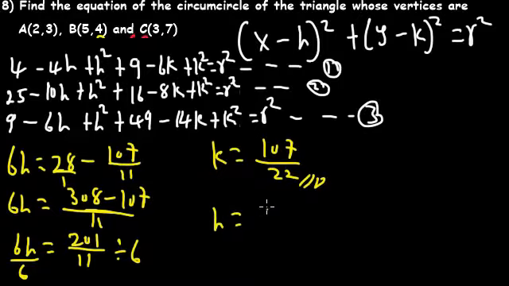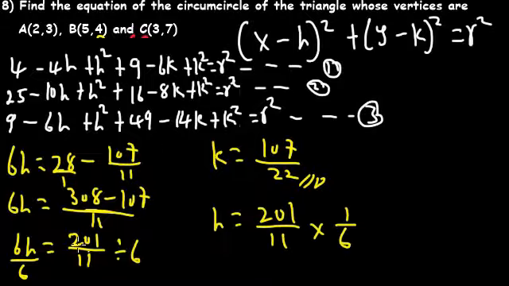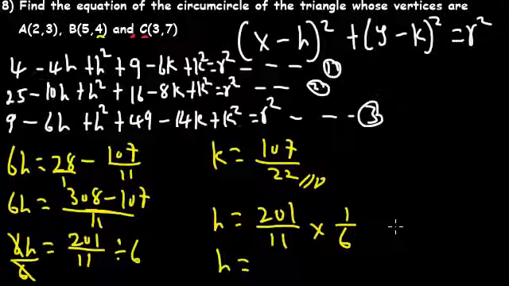So h is now equal to 201 divided by 11 multiplied by 1 over 6. I've used the concept of keep, change, and flip. This cancels out. So h will end up being what? Let's see if 201 can be reduced. Yeah, 201 should be divisible by 3.